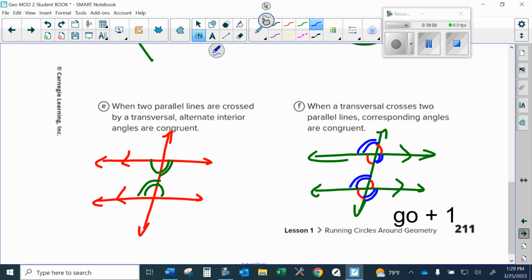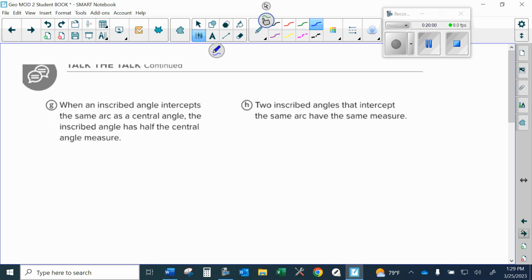Go to the next page. When an inscribed angle, remember an inscribed angle is one that's on the circle, such as this, an inscribed angle intercepts the same arc as the central angle. So that means here's the central angle. Central angle has the same arc.